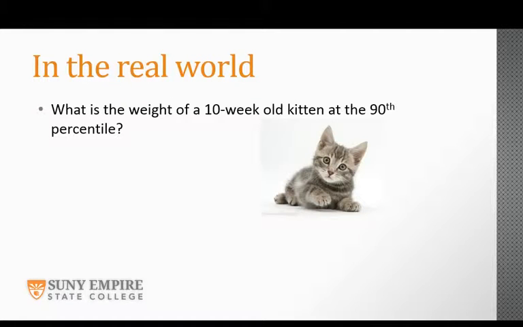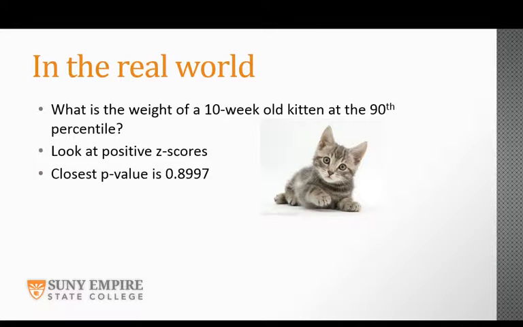Recall the population of 10-week-old kittens. They had a mean weight of 25 ounces with a standard deviation of 4 ounces. How much would a kitten weigh if it is in the 90th percentile for weight? Since our percentage is greater than 50, we will look at the chart for positive z-scores. We look in the chart and find that the closest value we can find is 0.8997. This p-value results from a z-score of 1.28.